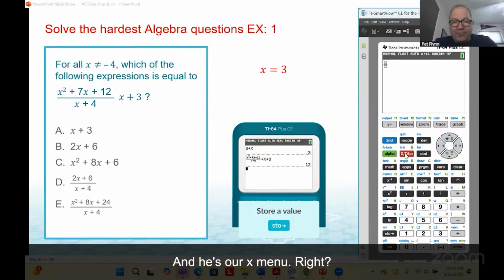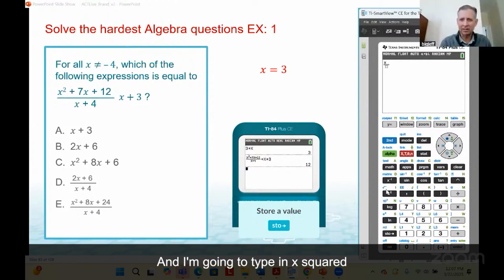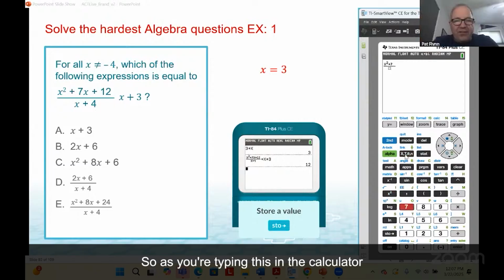So now you're just going to type the expression as it is, and use alpha, our hidden menu. I'm going to type in x squared plus 7x. As you're typing this in, the calculator, instead of seeing an x, is going to see a 3, like you said.